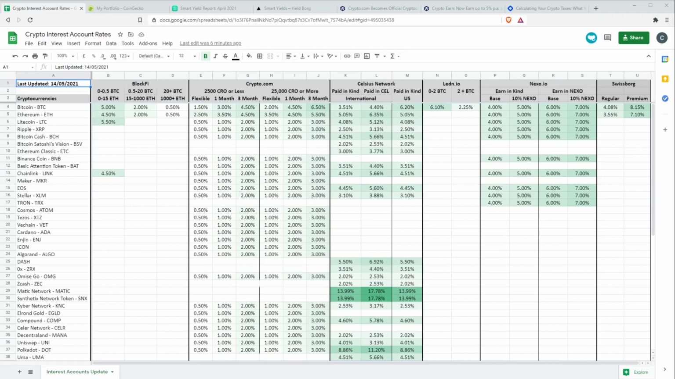It's Friday, which means another crypto interest rates and news update. Today is the 14th of May, 2021. And as always, we start by taking a look at interest rate changes, any new coins or anything like that. And we've actually had a couple of new coins this week.